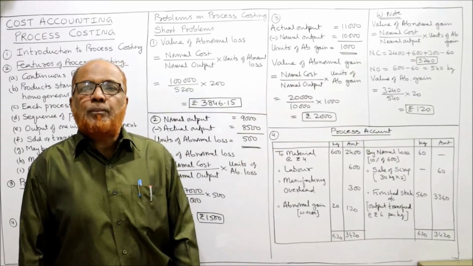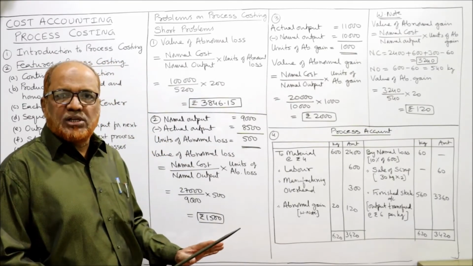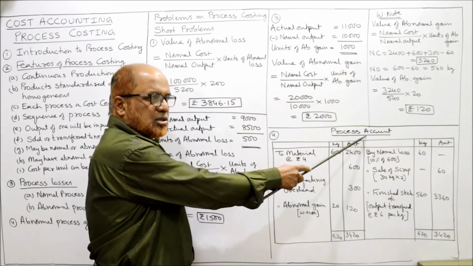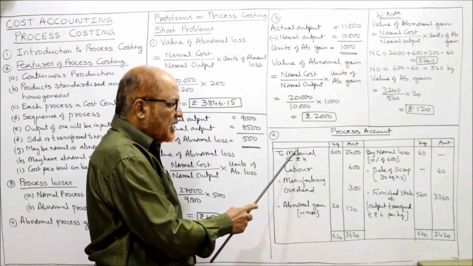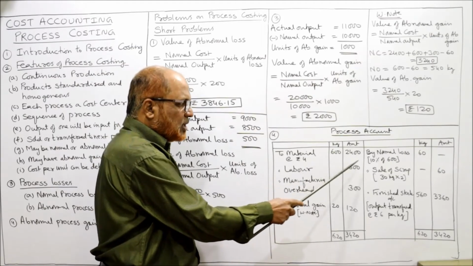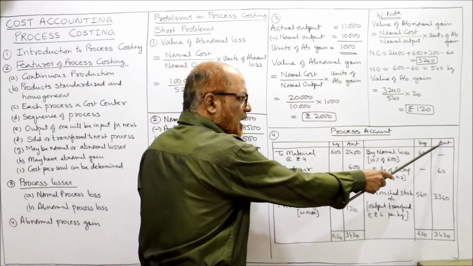We are required to make the process account. Now carefully you see, it's a little bit difficult compared to the previous problem. Process account. Debit side 2 columns, particular kilogram amount. This is a quantity. Quantity amount. Here also particulars kilogram amount.